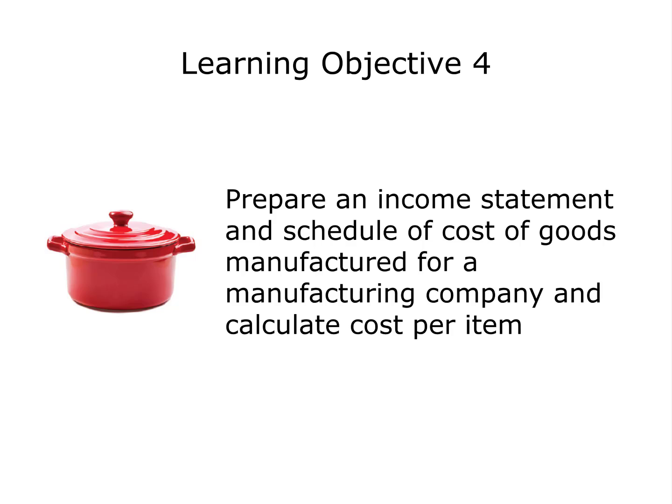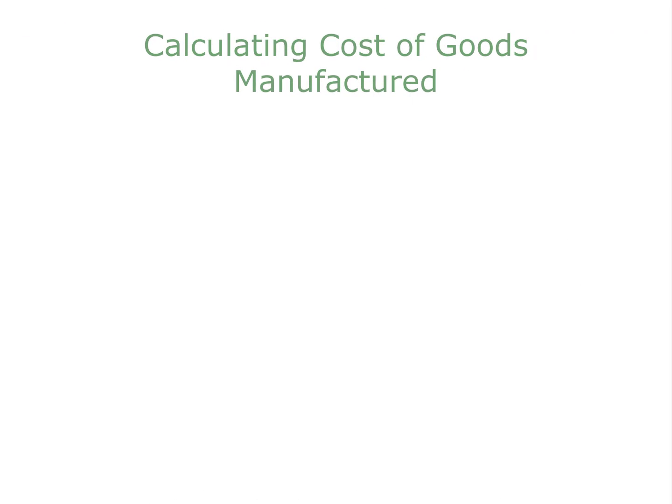Next learning objective is to prepare an income statement and schedule of cost of goods manufactured for a manufacturing company, and then calculate cost per item. So let's introduce some new vocabulary.